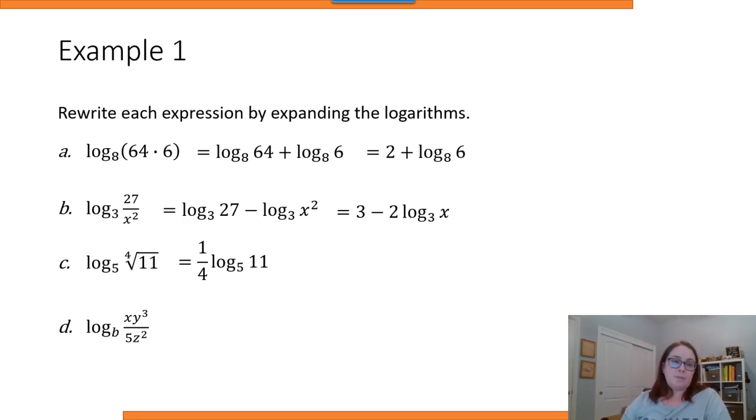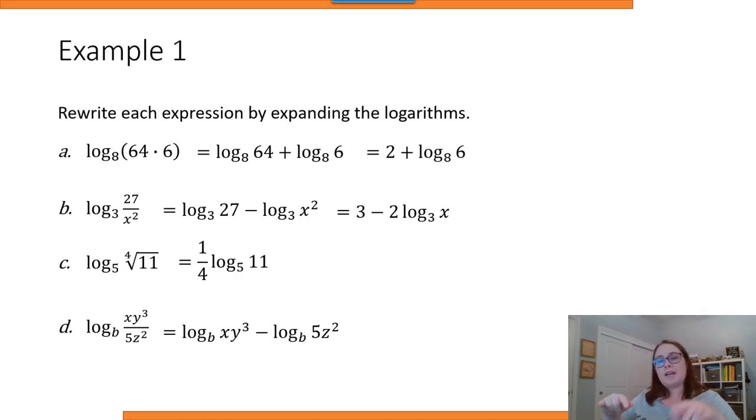I have log base b of xy cubed divided by 5z squared. Usually the order you deal with these makes things a lot easier. I'm going to start by dealing with the quotient, so I'm going to break this up into two logs that are subtracting: log base b of xy cubed minus log base b of 5z squared.